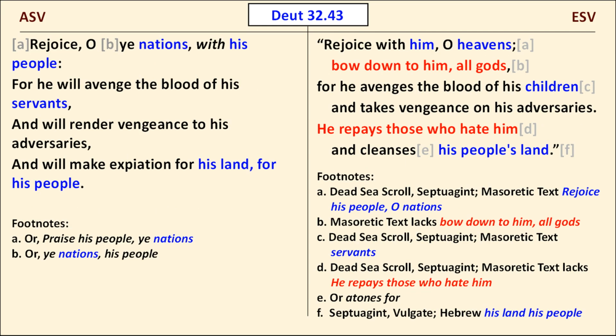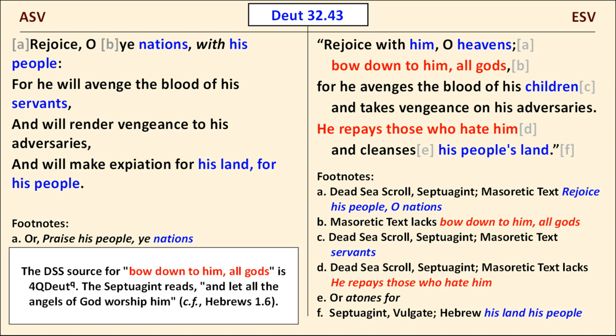Next, take a look at Deuteronomy 32:43. There are a number of changes here, but we'll focus on the ones in red to save time. The phrases, bow down to him, all gods, and he repays those who hate him. The reading bow down to him, all gods, comes from a different scroll found in the fourth cave at Qumran, the Q scroll this time.